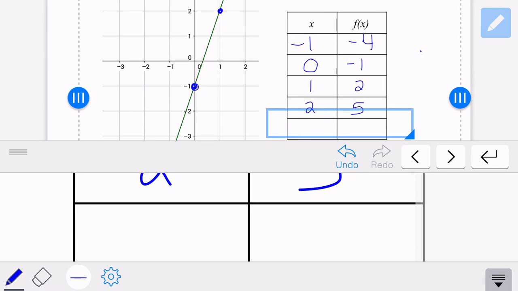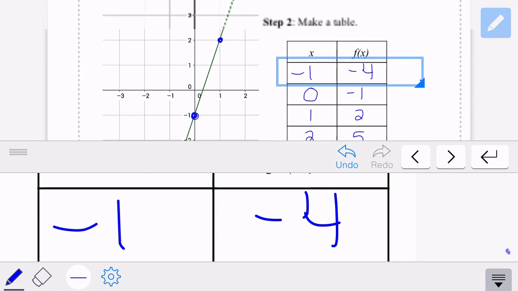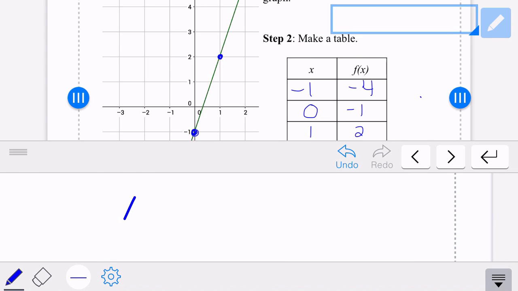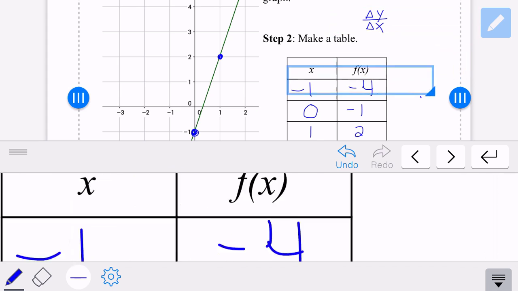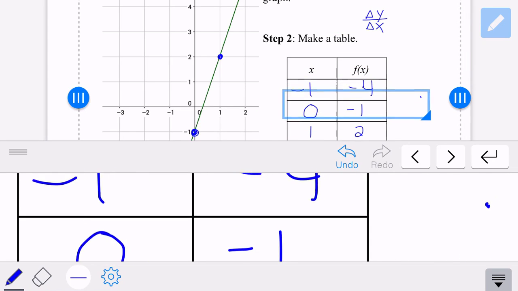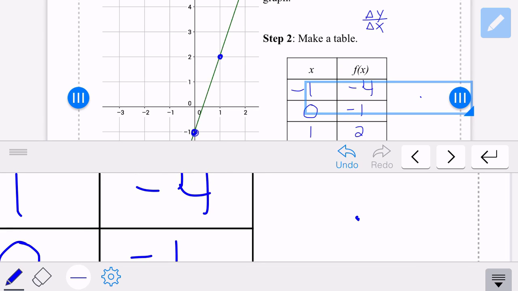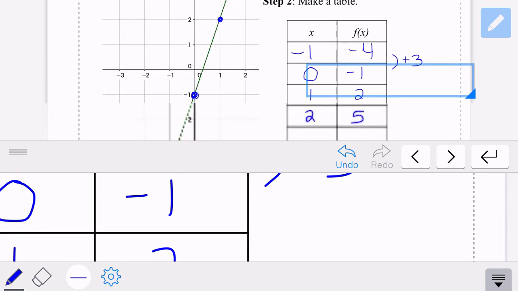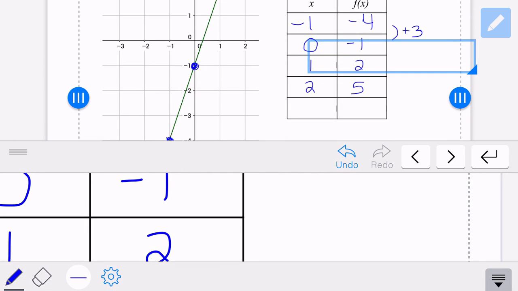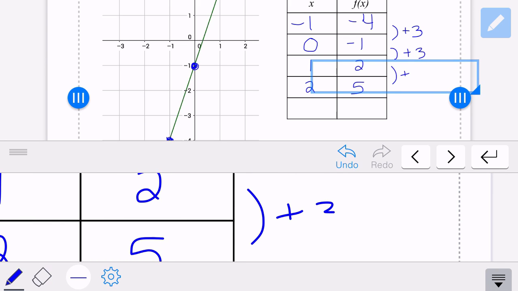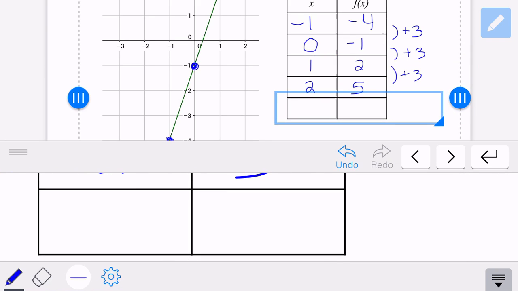Remember how we did that change in y over the change in x thing? So how much is our y value changing each time? We're going from -4 to -1. Well, that's going to go up by 3. And remember, it's linear, so it should go up the same amount each time. So -1 to 2, yep, going to go up by 3. 2 to 5, yep, going to go up by 3. So you could actually figure out the next one. We should go up by 3 again, which would give us 8.